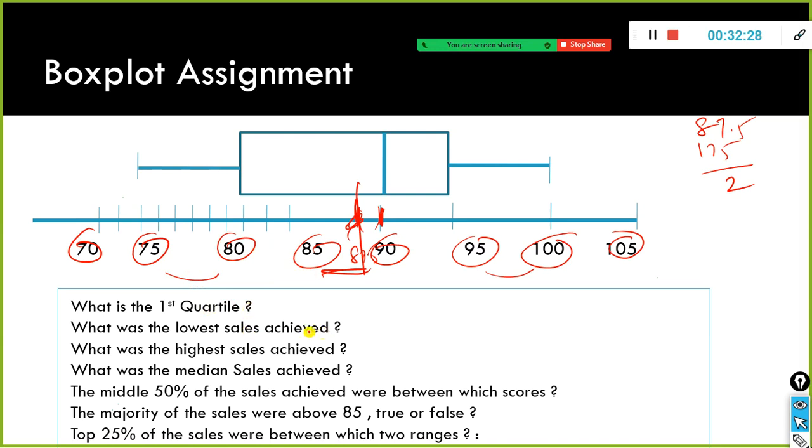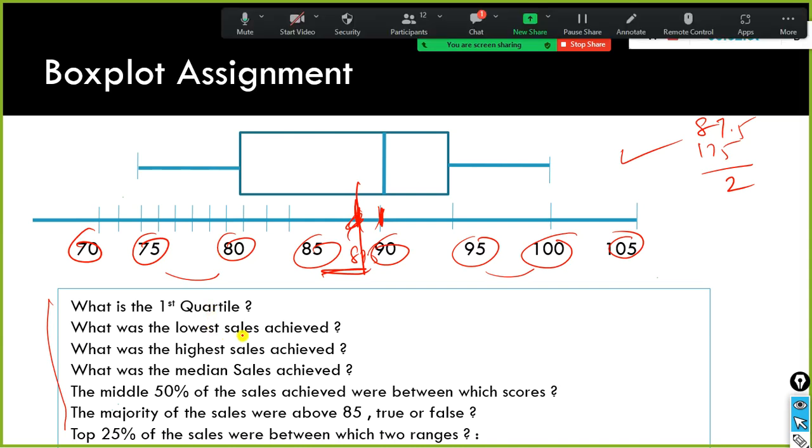And what was the lowest sales achieved? Somebody is asking you. Let's say the data set is given to you, you plotted the data in a box plot, and you need to answer all these questions. Management does not know how to interpret this box plot, because a box plot is a technical chart that only a data scientist or statistician can understand. Hence, as a data scientist, you need to give all the values along with this visual. First quartile is 77.5. What was the lowest sales achieved? That is the minimum value. What was the highest sales? 105. What was the median sales achieved? 87.5. The middle 50% of sales achieved were between which scores?